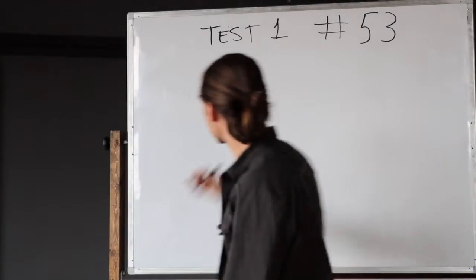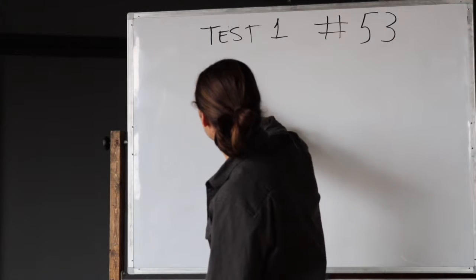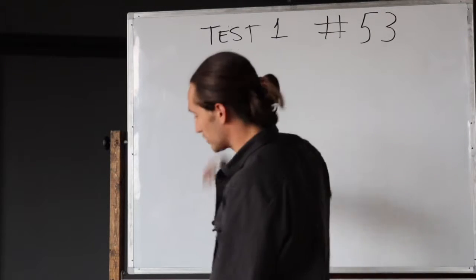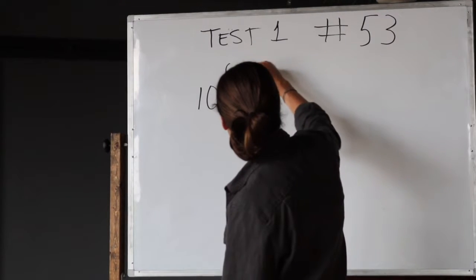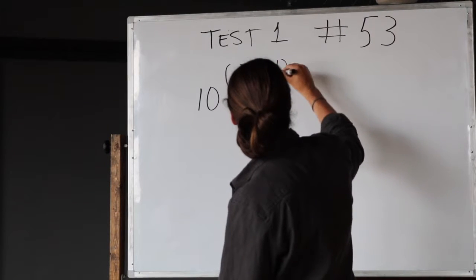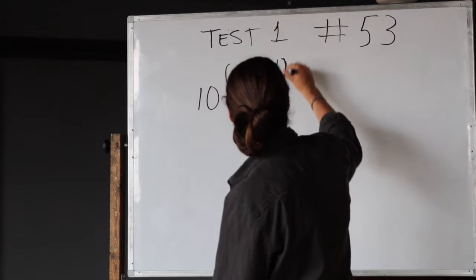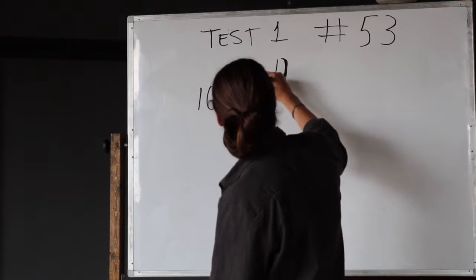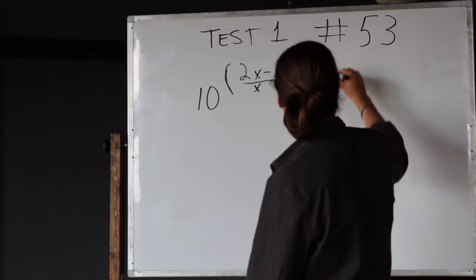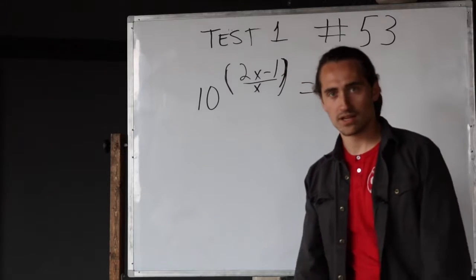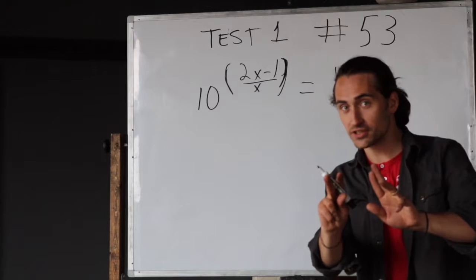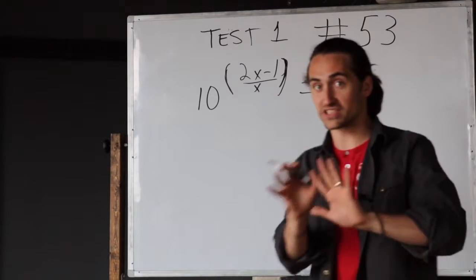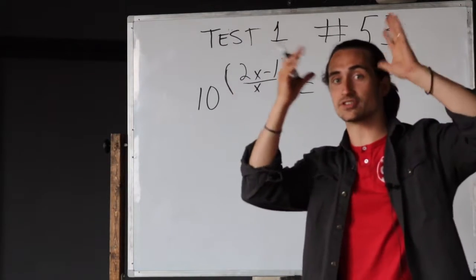So the question states that 10 to the (2x minus 1) over x, with big parentheses, is equal to 1. Now, as we get into this question, the ACT is testing your knowledge of important formulas. And I want to show you a concept that you have to know.